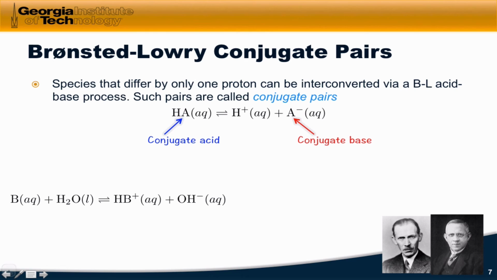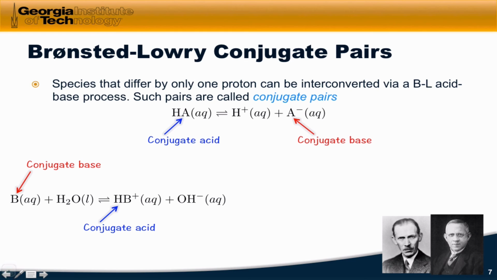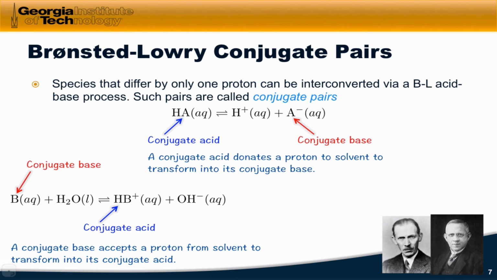We can play the same game for a base association equilibrium where a base is grabbing a proton from water. When the base has gained a proton, this is the conjugate acid form since it has an extra proton within it. This is the conjugate base form on the left-hand side since it's missing that extra proton. In the language of the Bronsted-Lowry paradigm, a conjugate acid donates a proton to the solvent to transform into its conjugate base, and a conjugate base accepts a proton from the solvent to transform into its conjugate acid.